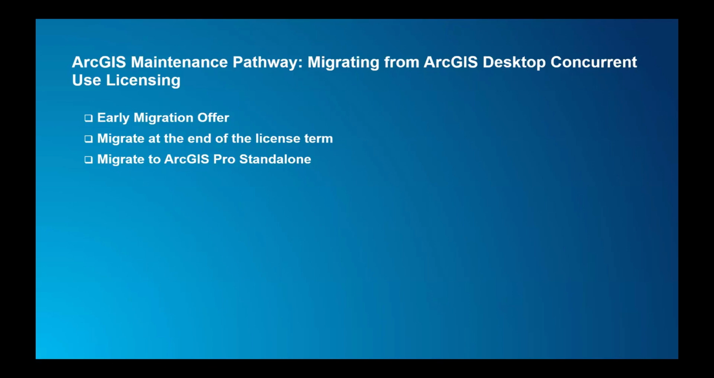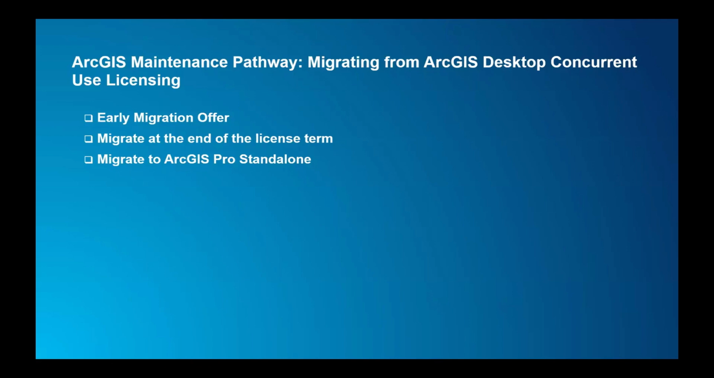So there's still an early migration offer available. If you reach out to us and say, you know what, my maintenance term is not completed, but I want to make that transition now. Or that transition will be automatically made for you at the end of the license term. So when you are ready to renew, it would automatically be done. Or, as I mentioned for the single use, also for the concurrent use, you can migrate to the ArcGIS Pro standalone. Now I want you to listen carefully because there are some additional things to mention about this kind of migration on the concurrent side.